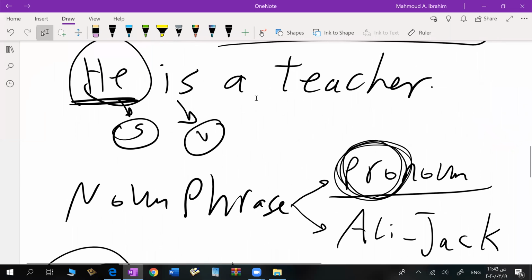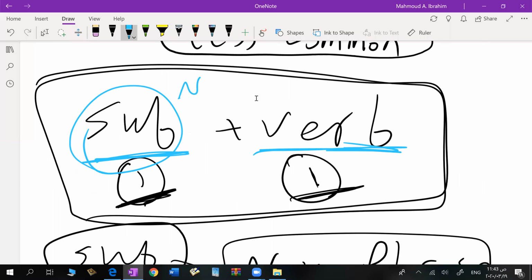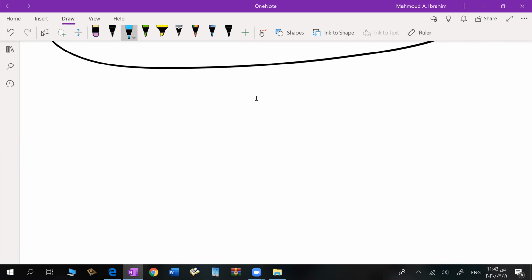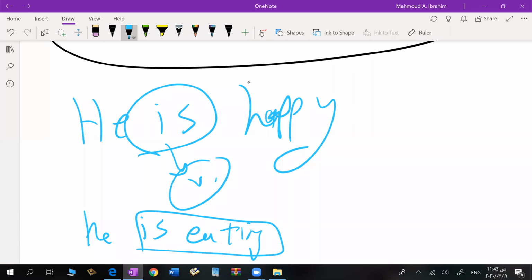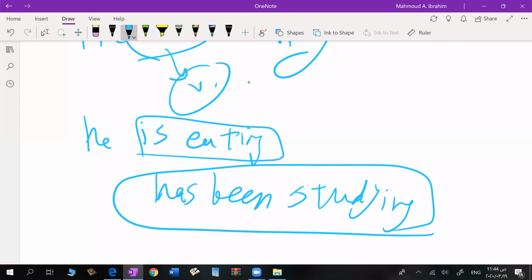Okay, we said subject and a verb, correct? We said the subject must be a noun phrase, and of course the verb must be a verb phrase. What's a verb phrase? Again, a verb phrase is a phrase with the head of a verb. The verb is the head of the phrase. Like, for example, when you say, he is happy, is is the verb. It's very simple, very clear. You can also say he is, for example, eating. So we have is eating as the verb phrase. He has been studying. So has been studying is the verb phrase. Okay?